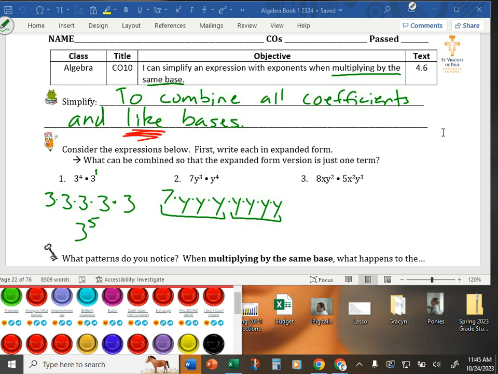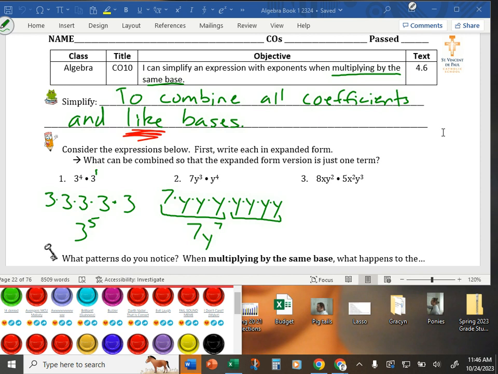So when we look at now combining this or simplifying this, how many y's do we have being multiplied together at all? 7 of them. So we can rewrite 7y cubed times y to the 4th as 7y to the 7th. Questions so far? Or are we okay?